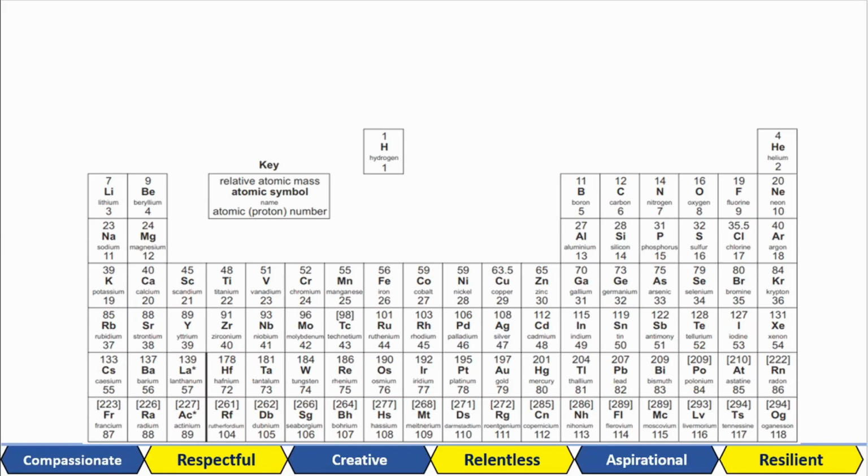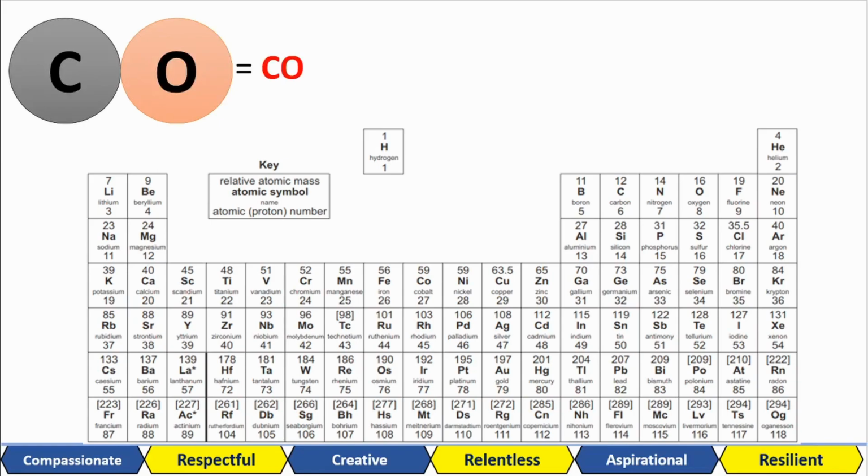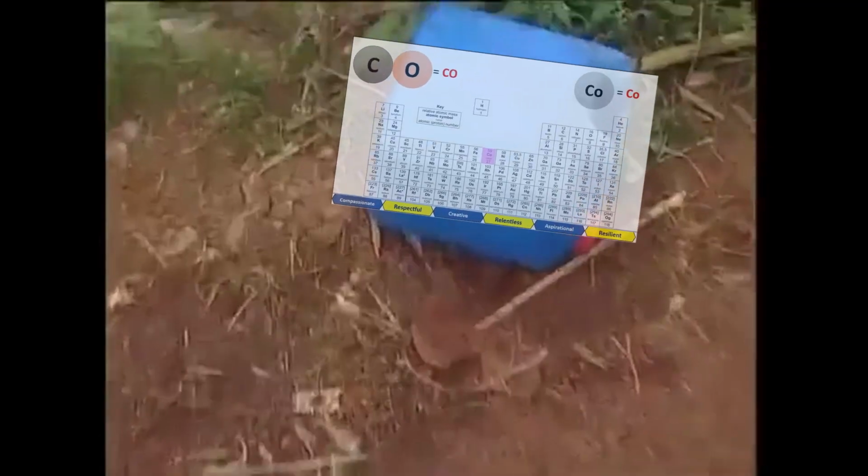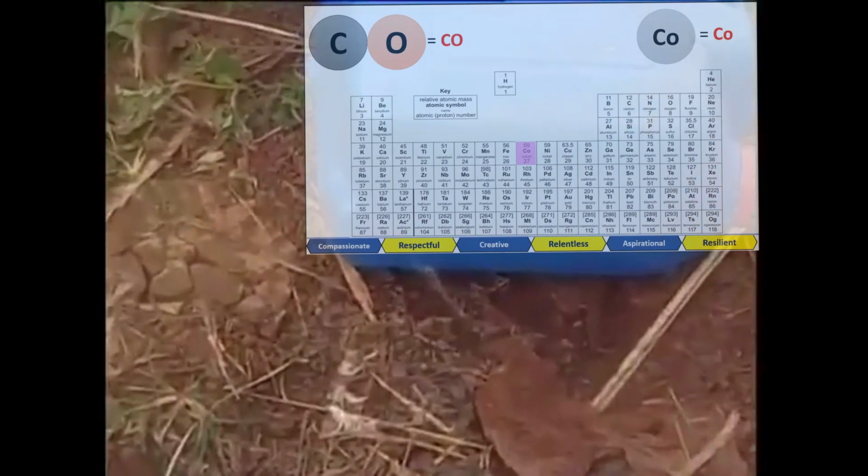Let's look back at the periodic table again. We saw from the last slide that carbon monoxide is CO. But have a look at cobalt. We see that the chemical symbol is also Co. So how can you tell the difference between elements and compounds just by looking at the symbols? What nonsense is this?